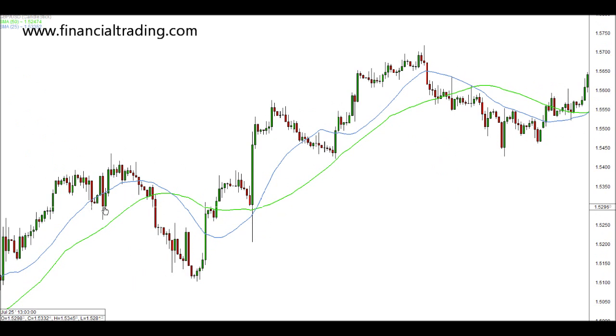Here are some more examples of dynamic support. Price pushes, pulls back, and we have a rejection of both moving averages, and price goes on the upside. Price pulls back, is rejected on the 50 moving average, and goes for another push.